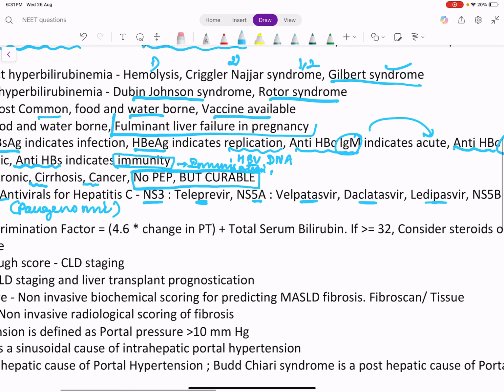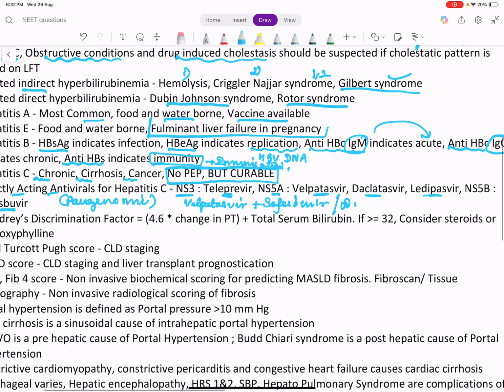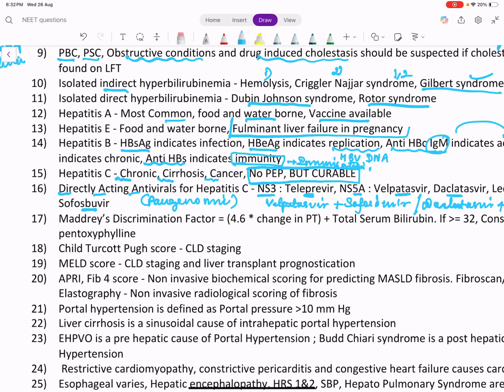Non-structural protein 5B antagonist will be Sofosbuvir. B for B, just remember like that. The commonest regimen which we use is Velpatasvir plus Sofosbuvir or Daclatasvir plus Sofosbuvir. These are the drug regimens which are used. This is usually given for a time period of 3 months to 6 months, and they check hepatitis C RNA levels again. If it is low, it indicates cure.